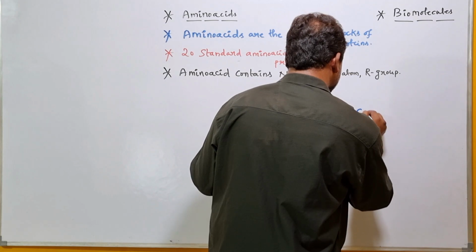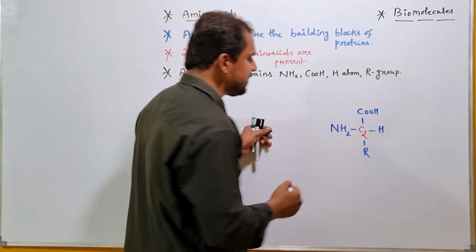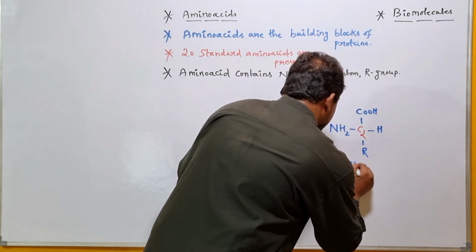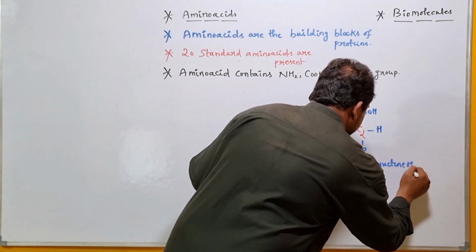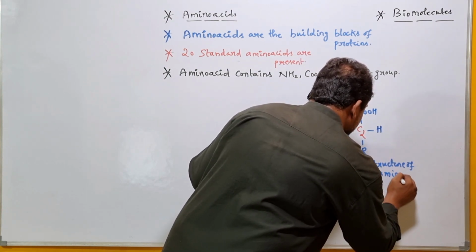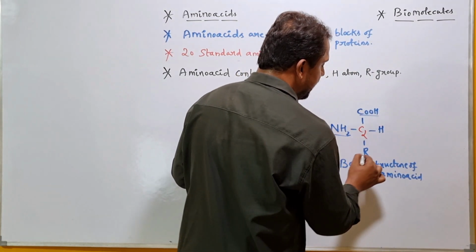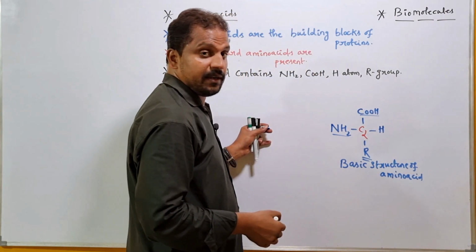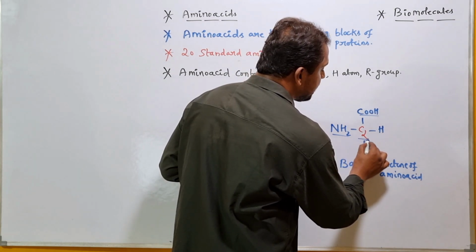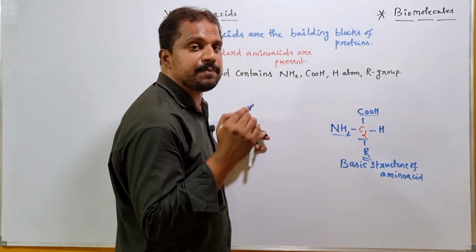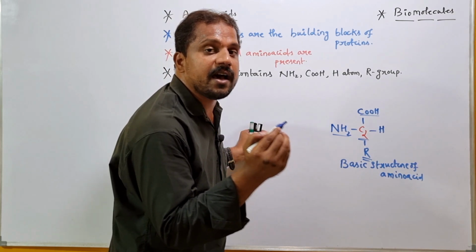Is it clear? So this is the basic structure of amino acid. So this is the amino group and this is the carboxyl group, and here it is nothing but the R group. And in addition, in the basic structure of amino acid, we can observe one specific carbon atom, and here it is termed as alpha carbon or chiral carbon or asymmetric carbon.